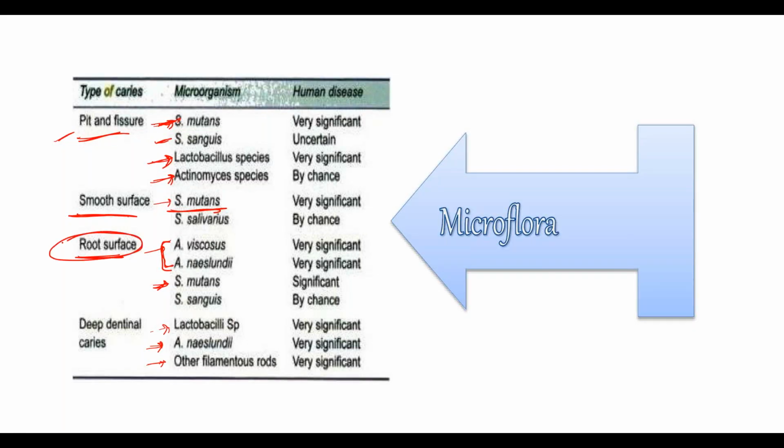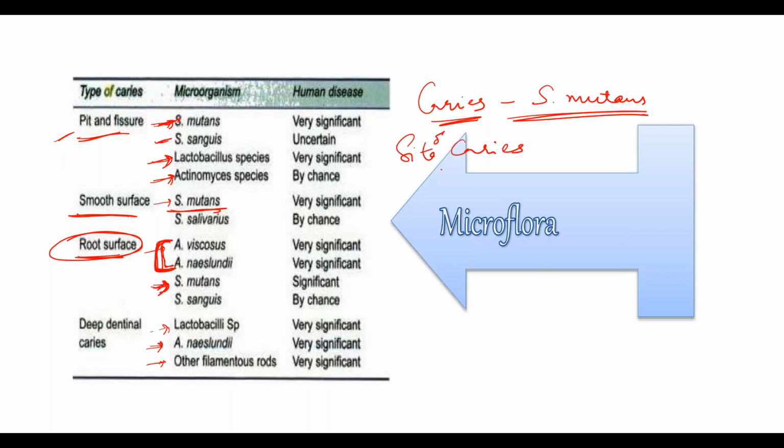Root surface caries, Actinomyces species are common, along with Streptococcus mutans. See, when you have caries, Streptococcus mutans will be there. Now, depending upon the site where caries has occurred, the predominant bacteria varies.